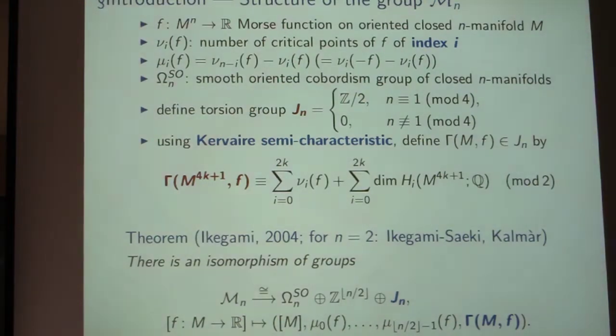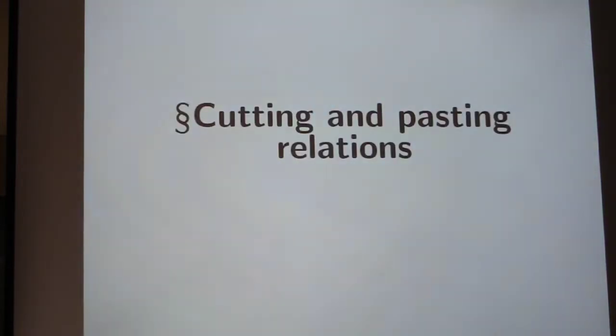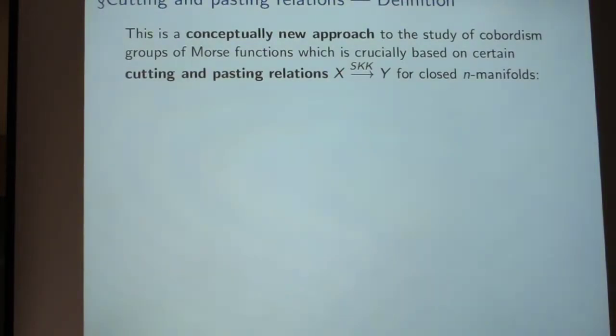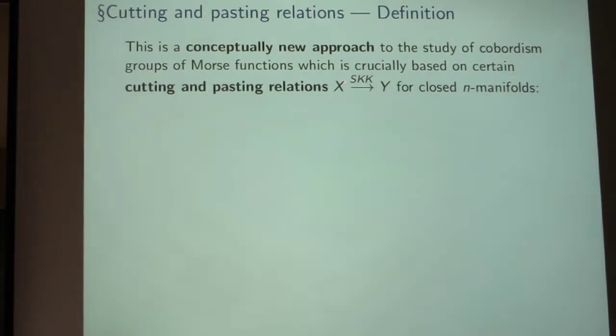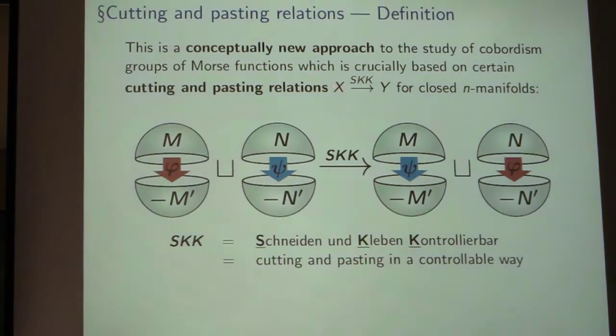And now I will show you a different approach to the structure of the group Mn, which takes a totally different perspective. So for this purpose, I have to talk about cutting and pasting relations. So let me define what this is. So given closed n manifolds x and y, we define a relation x is related to y as follows. We say x is related to y whenever you can write x like what you see on the left side here, and y like what you see on the right side here. What does it mean?